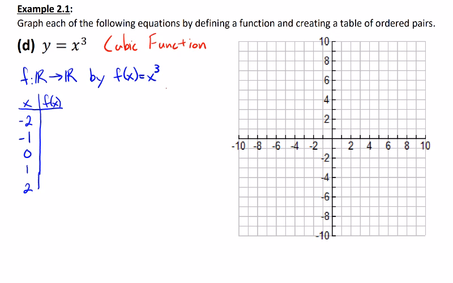So -2 is going to map to -8, -1 to -1, 0 to 0, 1 to 1, and 2 will map to 8. So you just have to take your x value, put it through the operation, and you get your points. So we'll see a little similarity to the quadratic function, but there'll also be a major difference. So let's plot these points, starting with 0, 0.